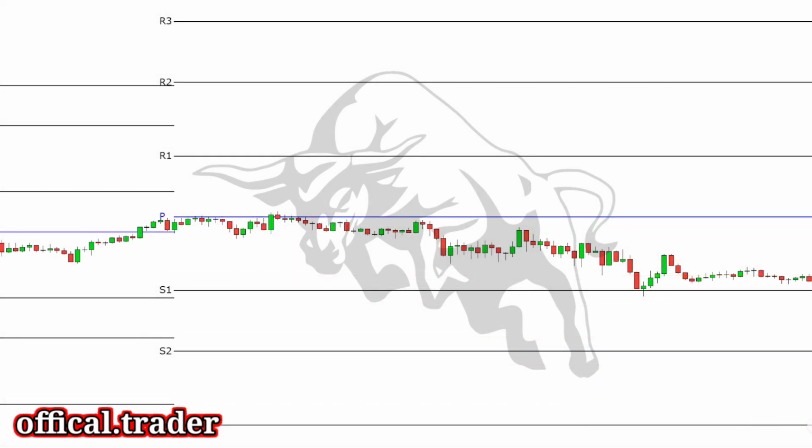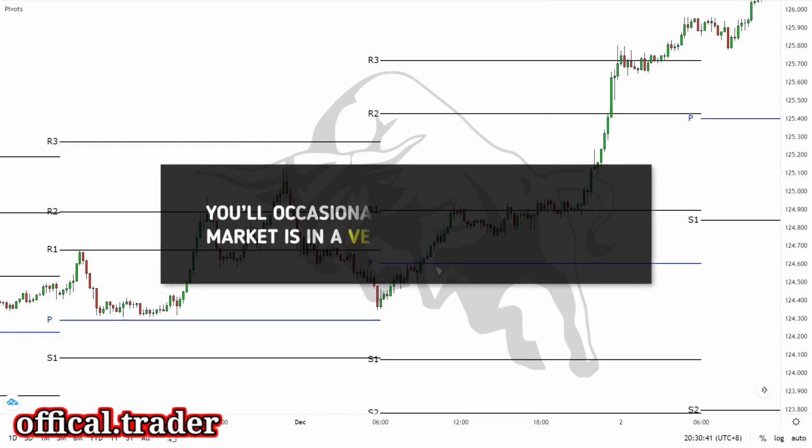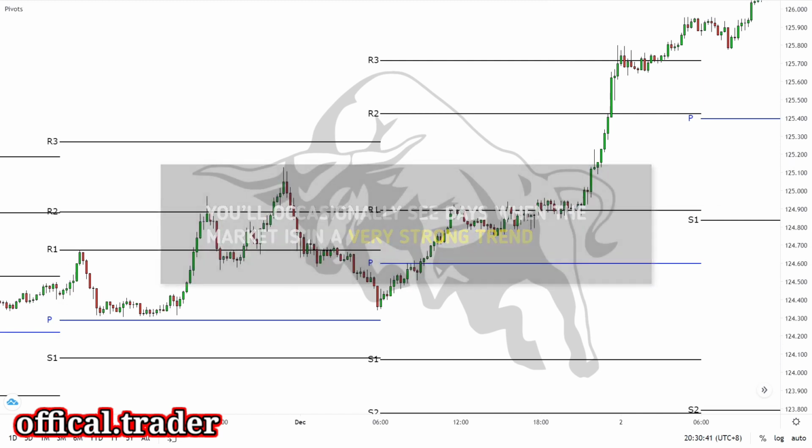The majority of price movement on a typical trading day will tend to occur between the levels of S1 and R1. That's not to say that price can't move past these levels, it's just saying that the majority of price movement will happen inside of this area. You'll occasionally see days when the market is in a very strong trend, where it's not uncommon to see price reach all the way down to S3 or all the way up to R3.